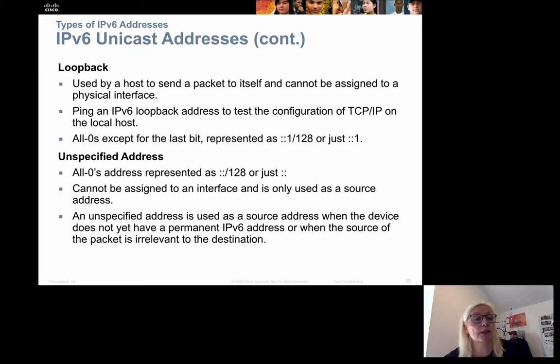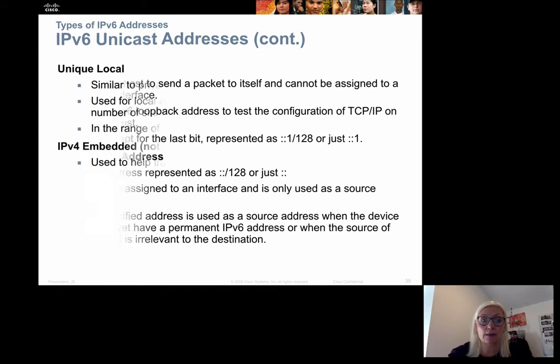Then we have the loopback, which is the same as the local host, which is 127.0.0.1 in IP version 4. Here we set all zeros except the last bit. So ::1 is the loopback address. We can have an unspecified address, which is normally an address we only use as the source address. This is just all zeros, so just a double colon will give us the all zeros address. It cannot be assigned to an interface, but it can be used as a source address in some cases.